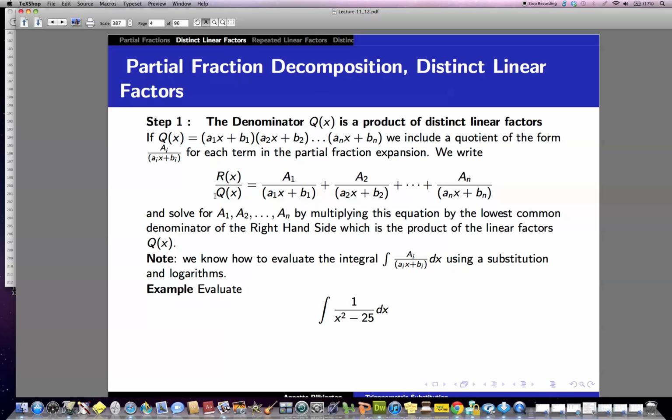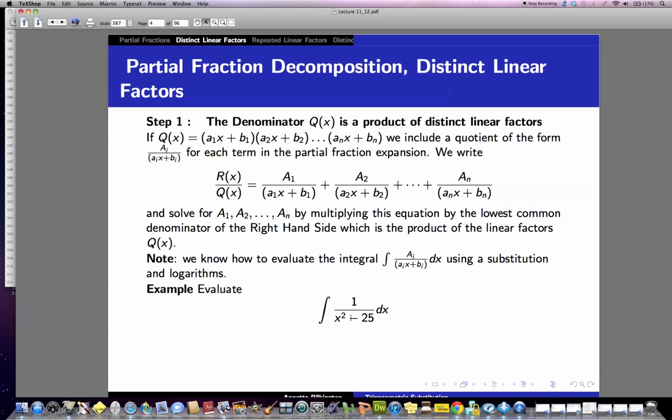There are a number of ways. We can multiply this equation by q of x, and this gives us an equation in polynomials, and then we can compare the coefficients, which gives us a system of linear equations to solve. Or we can be clever and plug in particular values of x to eliminate terms and narrow down our search. Let's look at a simple example.